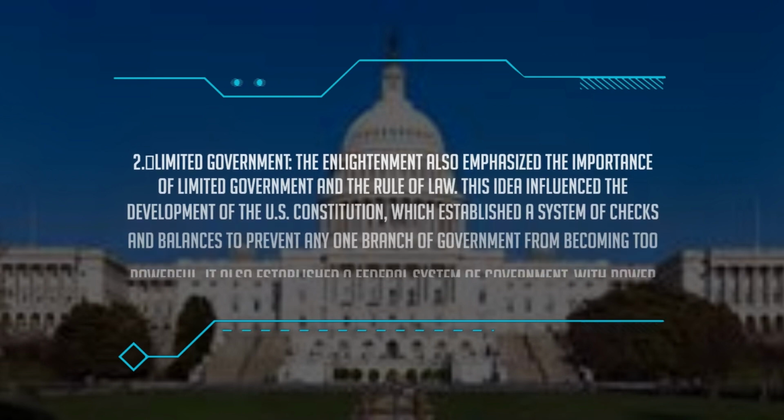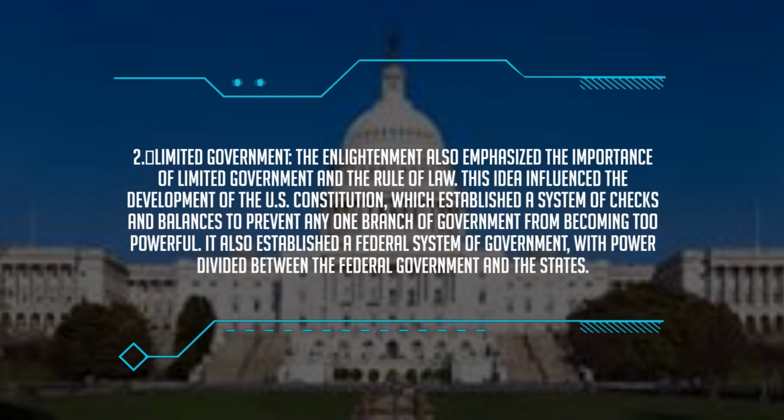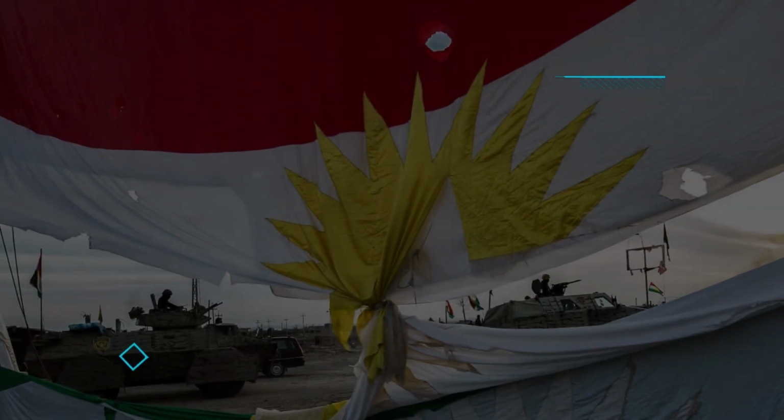2. Limited government. The Enlightenment also emphasized the importance of limited government and the rule of law. This idea influenced the development of the U.S. Constitution, which established a system of checks and balances to prevent any one branch of government from becoming too powerful. It also established a federal system of government, with power divided between the federal government and the states.